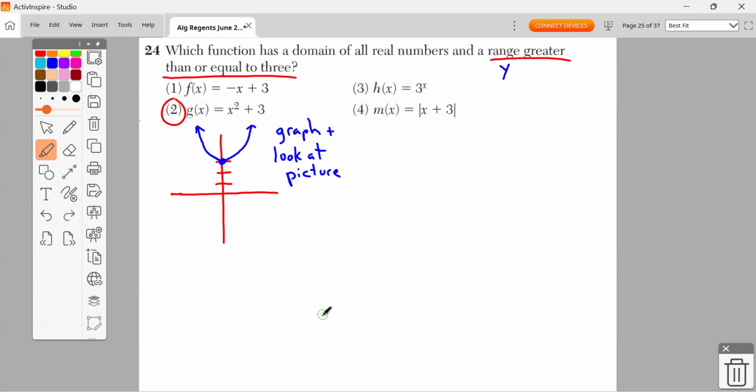In question number 24, which function has a domain of all real numbers and a range greater than or equal to 3? Domain are your x values, so it goes forever in both directions, left and right. Well, I would graph all of them. When you graph number 2 here, you can clearly see that your lowest point, your min, is at 3. So our y values go from 3 on up, or all the numbers that are greater than or equal to 3. That was your multiple choice.